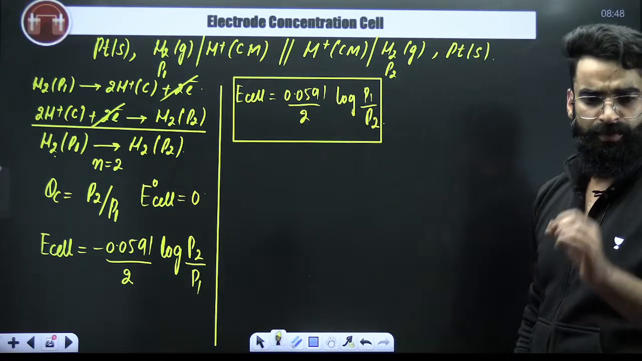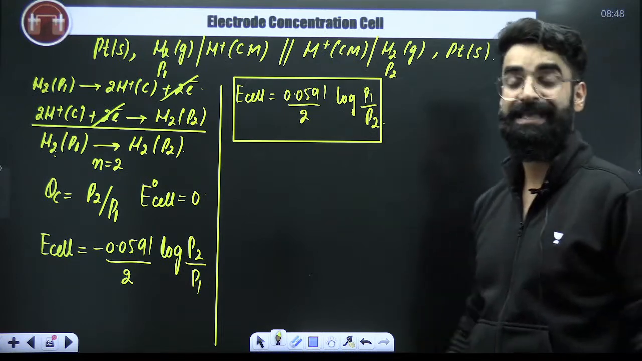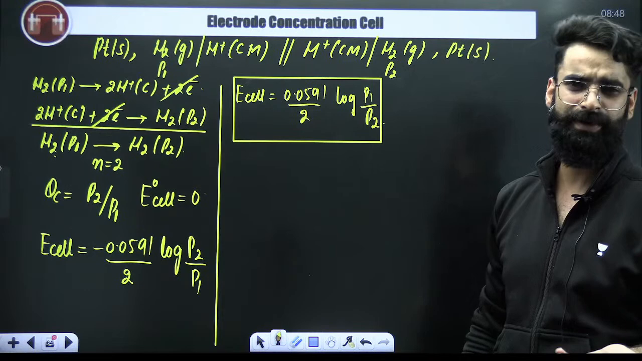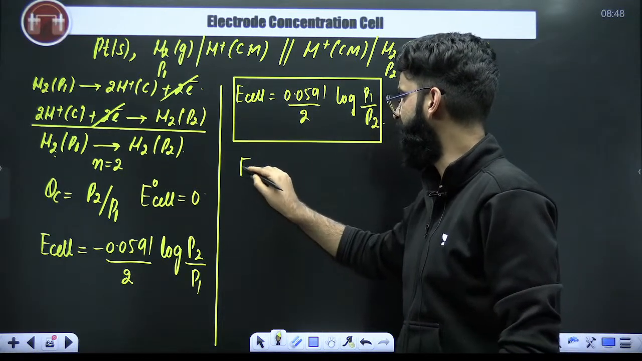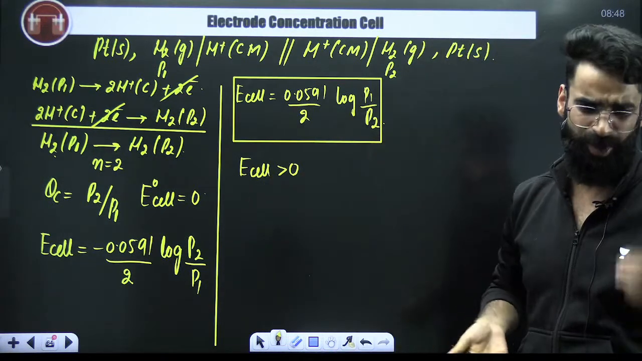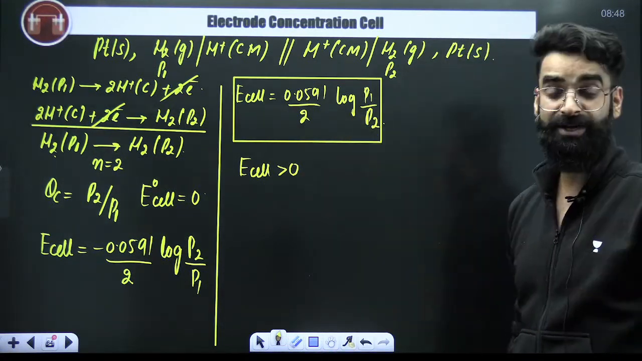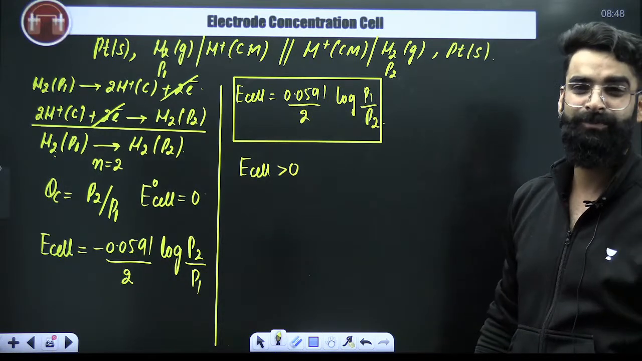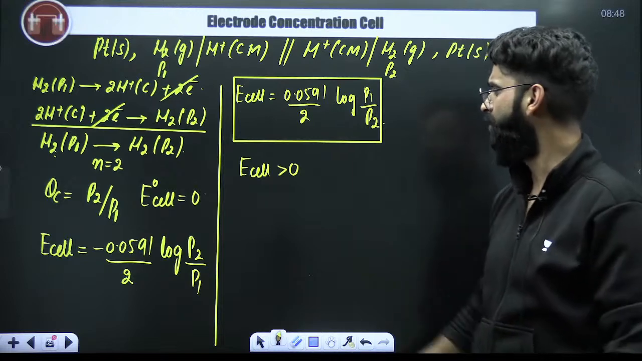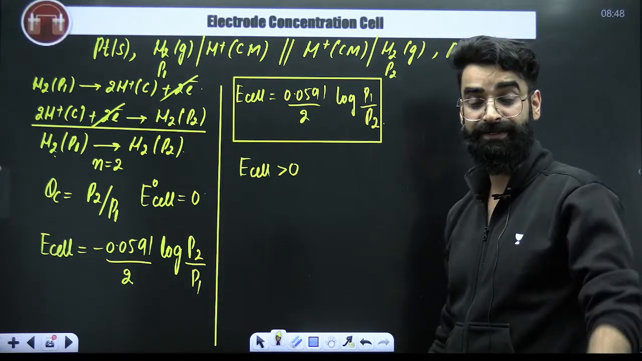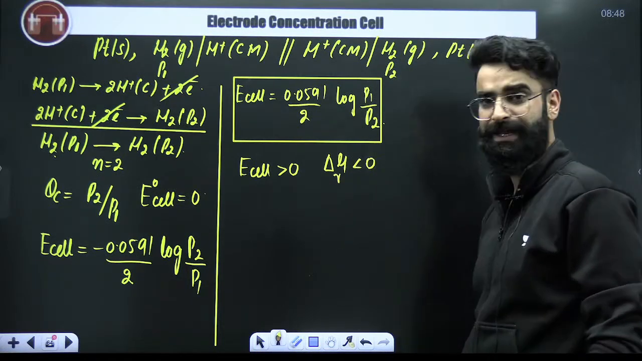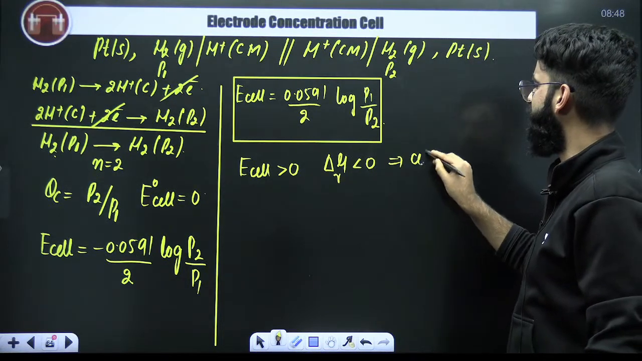Now, for this electrode concentration cell to be working like a normal galvanic cell, its E cell should also be greater than 0, right? So E cell value should be greater than 0. Then only this cell will be working like a normal galvanic cell. Then only the cell reactions will be spontaneous. Then only electrons will move from anode to cathode. Then only current will go from cathode to anode, right? So E cell has to be greater than 0. Because if E cell is greater than 0, then only delta G for the reactions will be negative. Then only I'll say the cell reactions are spontaneous.